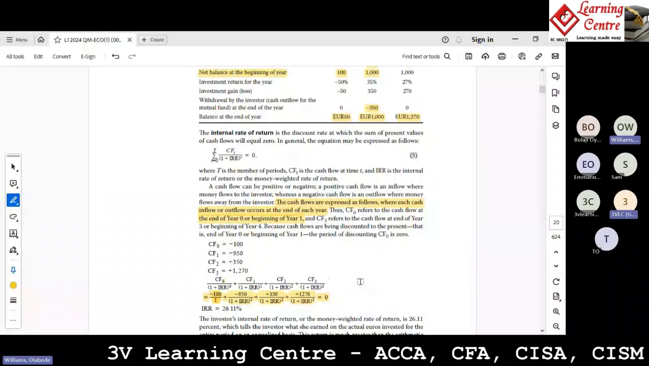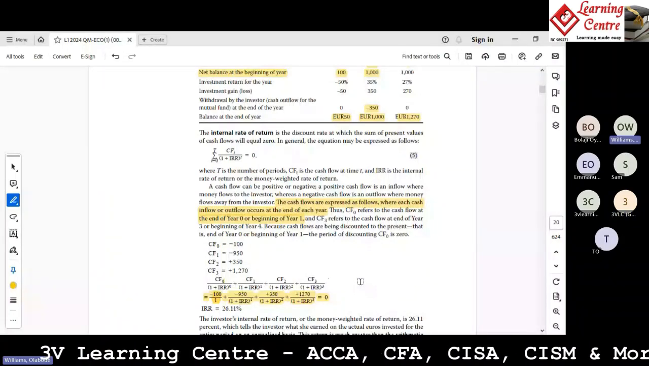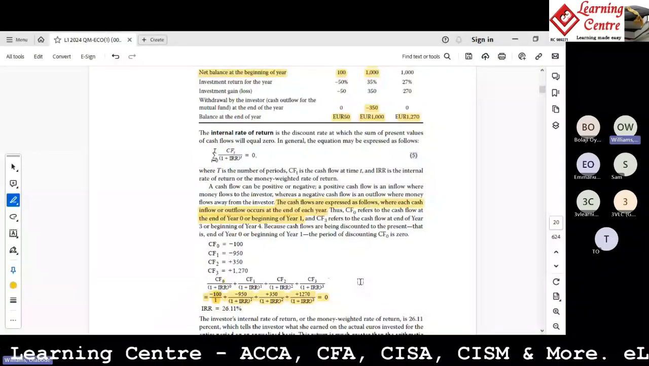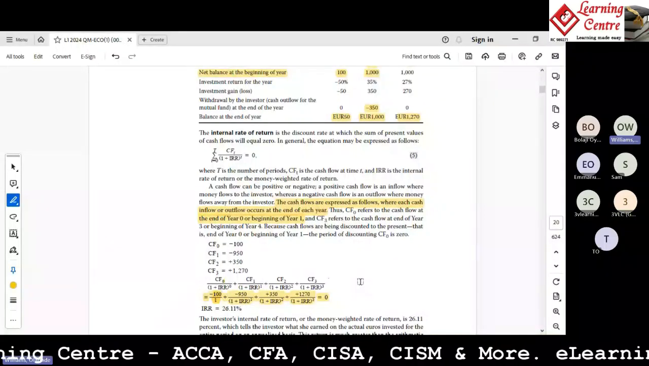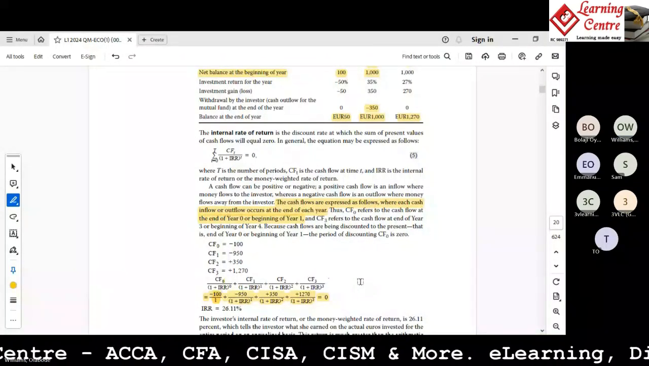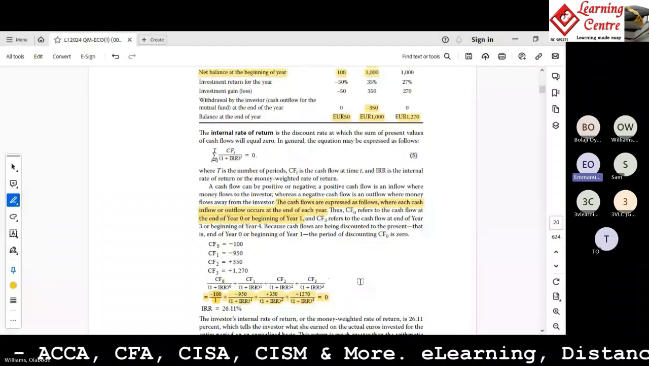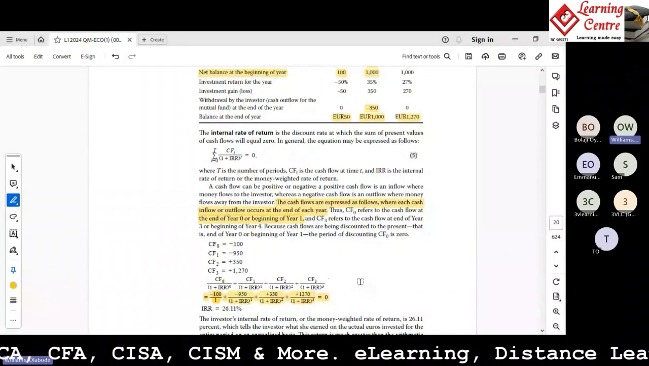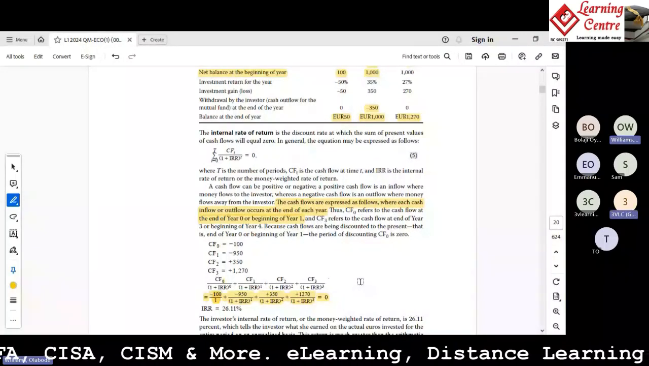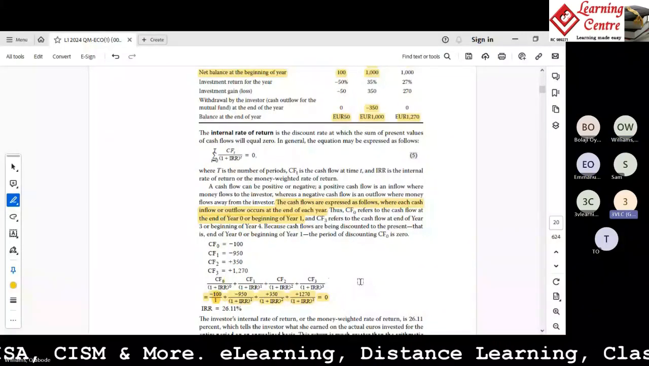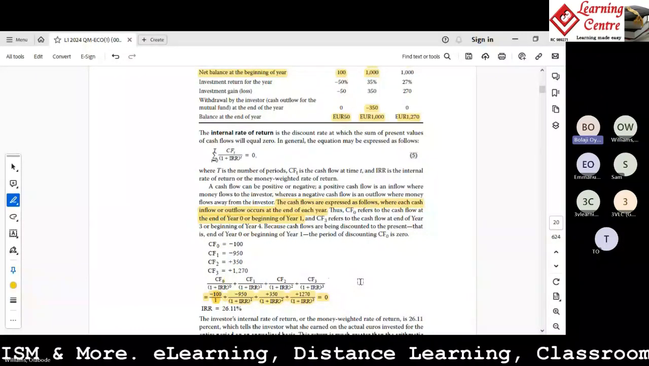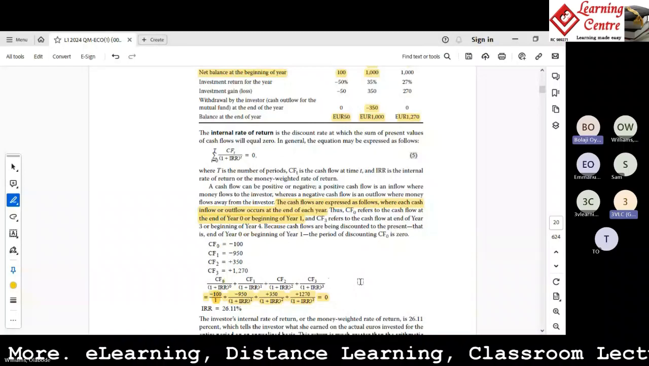Now let's do it for the 350. 1.30 raised to power 2, then the inverse times 350. What is it? I got 207.1005. Please confirm it. 207. Okay.